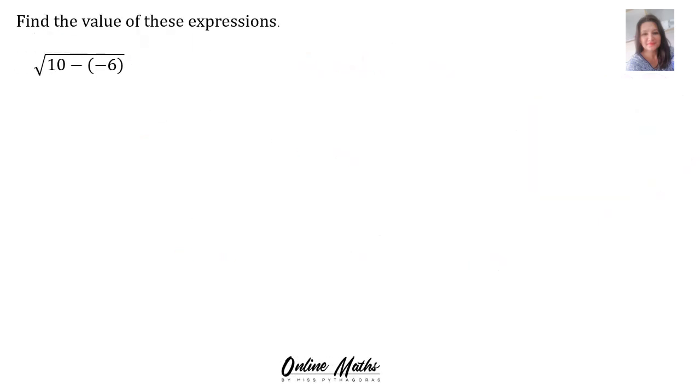Find the value of the following expressions. So on this one, what you have to do is you wait with the root and the 10, and you say a minus times a minus is a plus 6. So that thing becomes 10 plus 6 is 16, and now you can say the square root of 16 is 4.